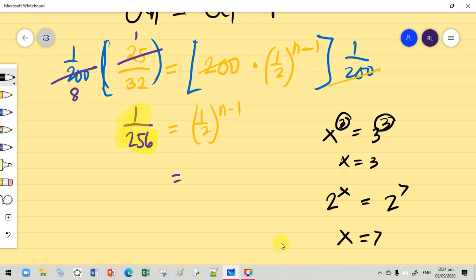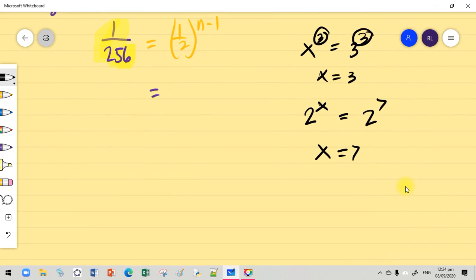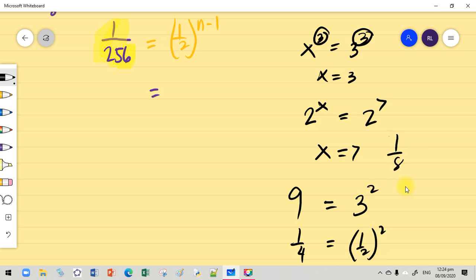For example, we can express 9 as 3 squared. The same with 1/4: you can express 1/4 as 1/2 squared. So the same with 1 over 8, we can express it as 1/2 cubed. Okay, so this is what we call the exponential form.